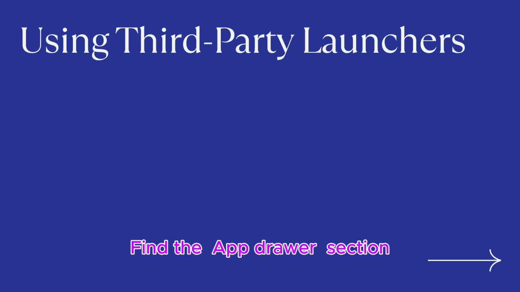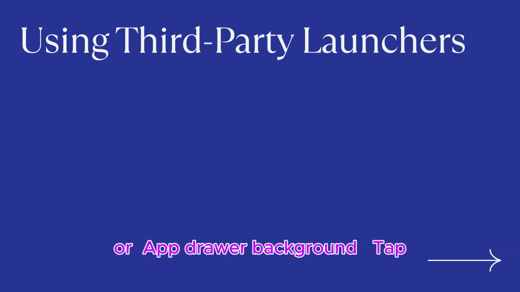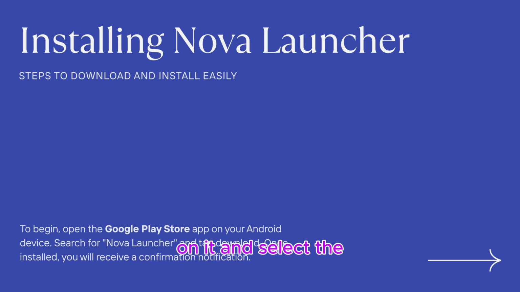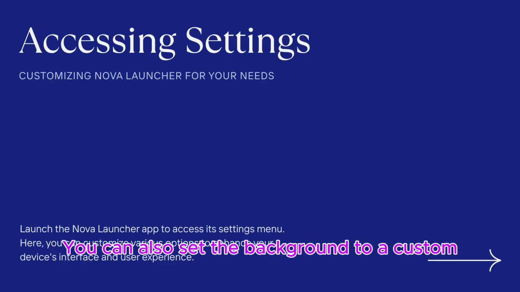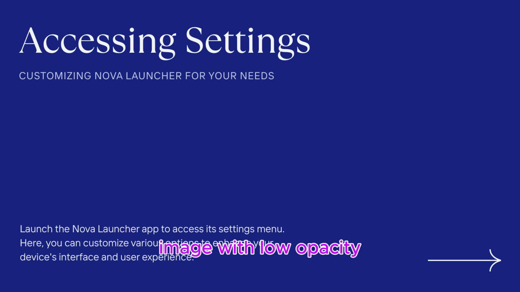Find the App Drawer section and tap on it. Look for an option labeled Background Color or App Drawer Background. Tap on it and select the transparent option or manually adjust the opacity slider to 0%. You can also set the background to a custom image with low opacity.